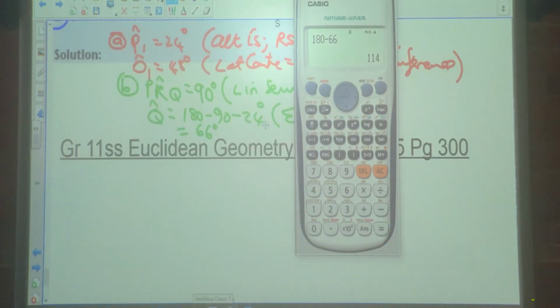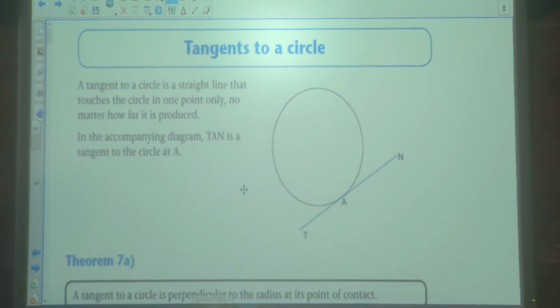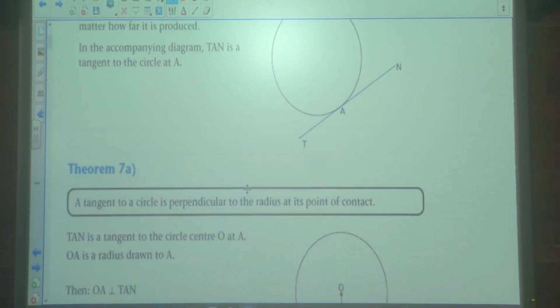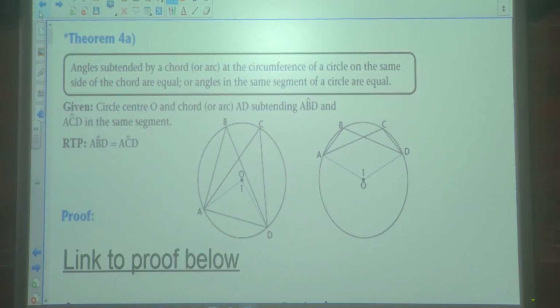Alright, let's just check here. Alright, so with that you should be able to, listen, settle down. So with that you should be able to do from exercise 9.5. You do for me number 1. 9.5 is number 1, 2, and 3.